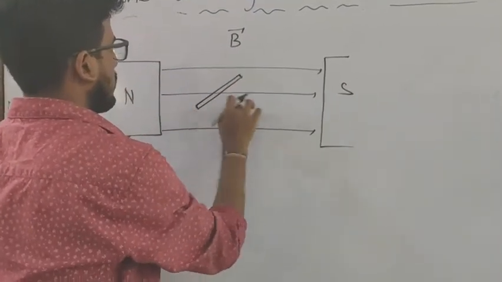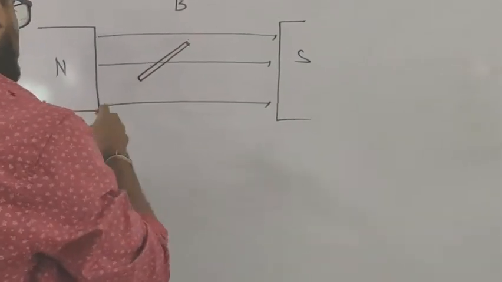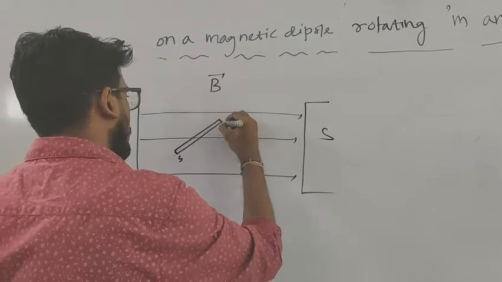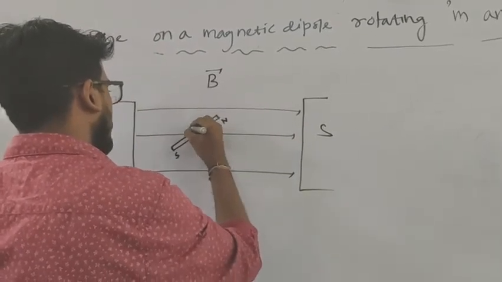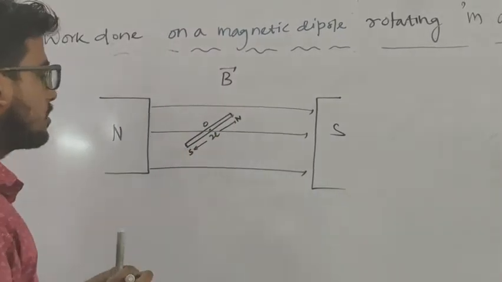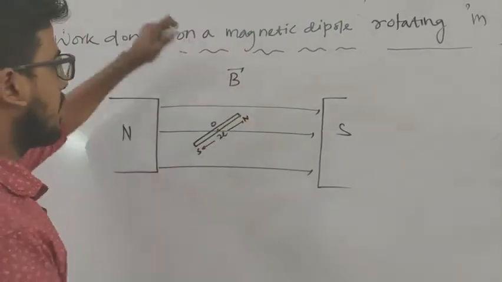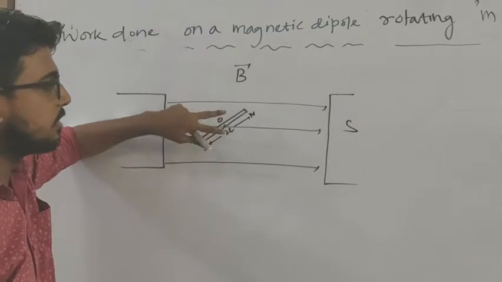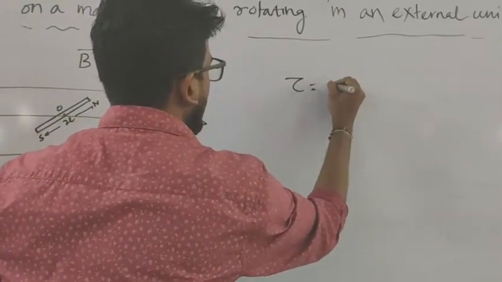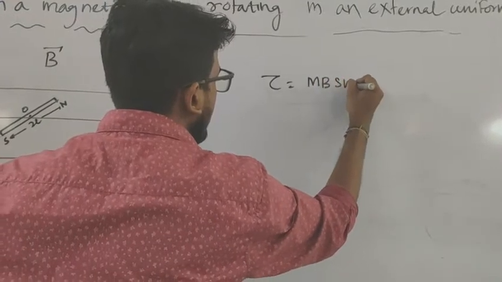Okay, so this is a dipole. Here is the south pole and here is the north pole. This is the center of the dipole and the total length of the dipole is 2L. Clear? As the dipole is placed in a uniform magnetic field, as previously we discussed, it will experience a torque. And what is the value of torque? Tau equals mB sin theta.